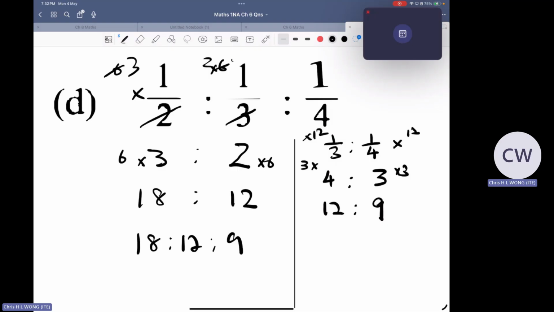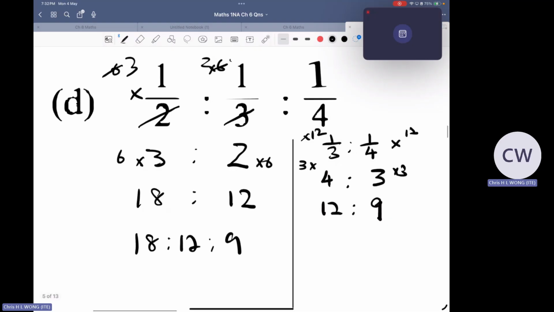That's why I got the number just now. Yeah, they are by 3. 6 times 3, 18, 4 times 3, 12, 3 times 3, 9. That's how I get this number. So you see for yourself, you can actually separate them. You don't need to find the LCM if you don't want to. You can actually separate them.